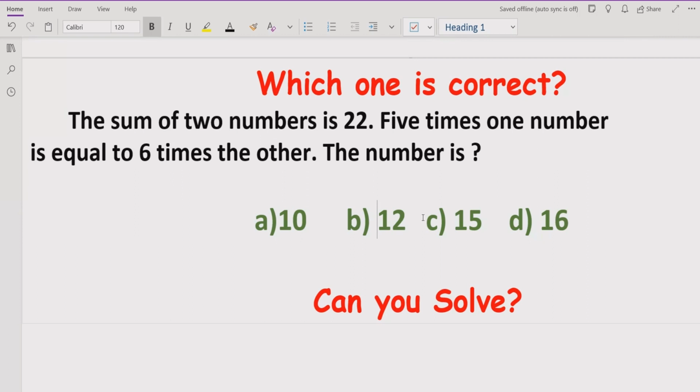Now let's start the topic. As you can see on the screen, we have three statements. The first statement is: the sum of two numbers is 22. The second statement is: five times one number is equal to six times the other. The third one is that we have to find the number which is unknown.